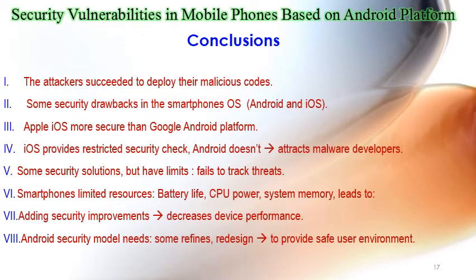Okay, as we see from the previous slides, the attackers have succeeded in deploying their malicious code, because of existing security drawbacks not only in Android but also in iOS. Apple iOS is a safer platform than Google Android, since Android has some lacks in its security model. So the researchers try to fix this security problem by making some software solutions. But these software solutions affect the performance of the Android system because it has limited resources.